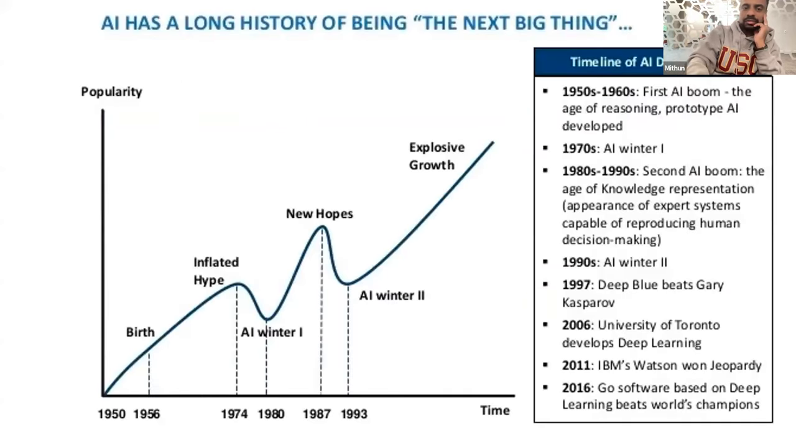A little history of AI: 1950s to 1960 was when the first AI boom happened. In the 1970s, one AI winter happened, and the first one was more from a funding perspective. The common man had no idea what was going on, and the funding agencies, the gods in DARPA and NSF, decided, oh, not worth it.